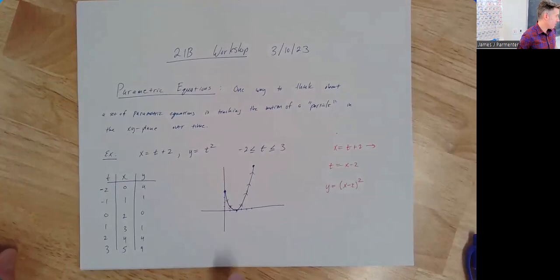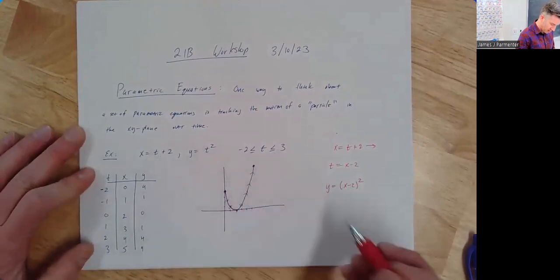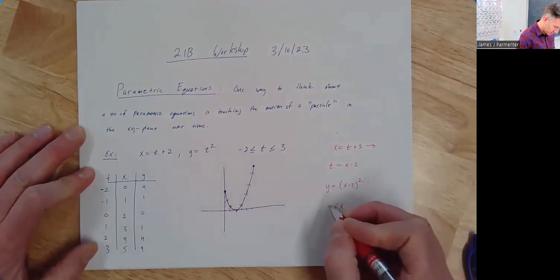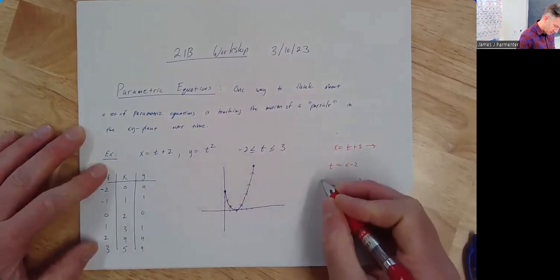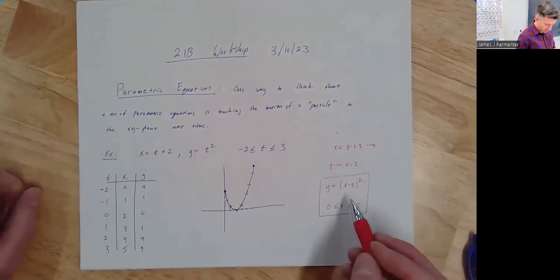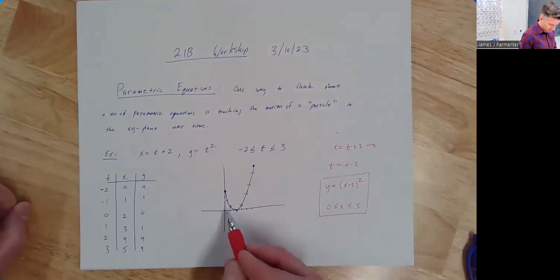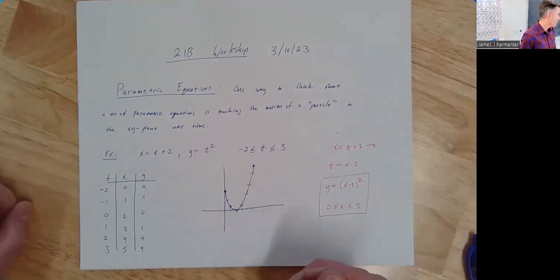Then I have to be a little bit careful about my domain. Since x is t plus 2 and t goes from -2 to 3, x is going to be between 0 and 5, which is exactly the piece of the graph I have. That parabola is shifted 2 to the right from the parent graph, with x going as far left as 0 and as far right as 5.